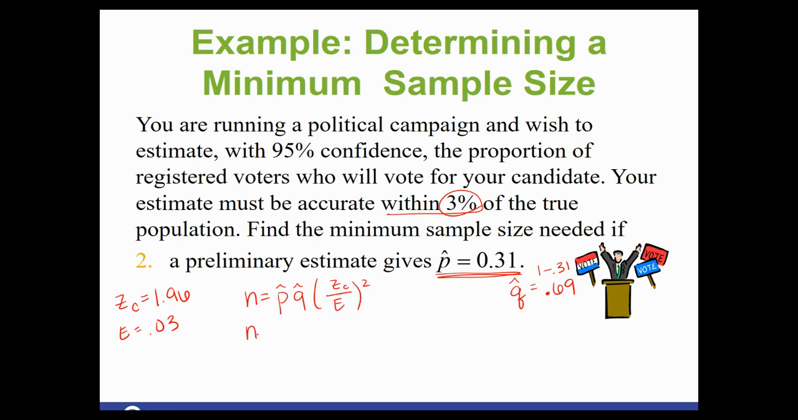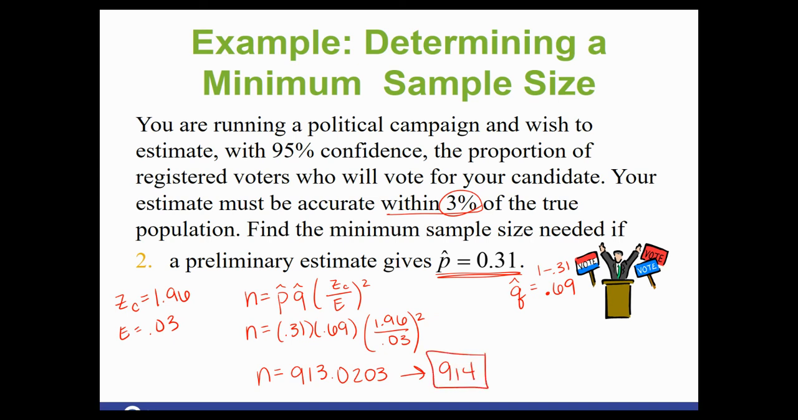So minimum sample size formula, our new p and q. Type all of this in at once and click enter. And we get 913 and some decimals, rounding it up to 914 for our final answer.